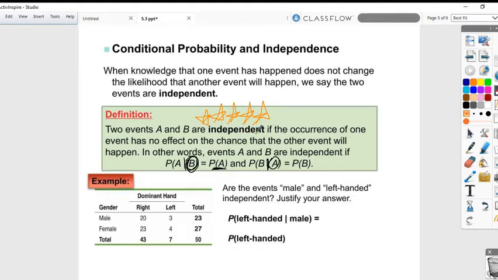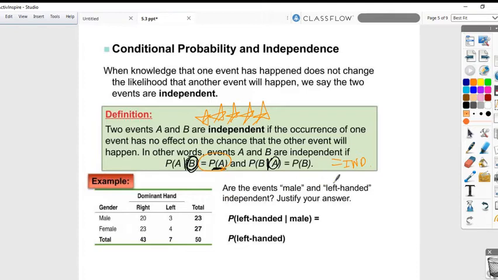So here's your test. Pick one of the two things. It doesn't matter which one you pick. Let's say we pick A. Find that probability. Then find that probability again given B, or given the other one. If these two come out to be a decimal equal, they're independent. So if they're equal, they're independent. If they're not equal, then they're dependent.